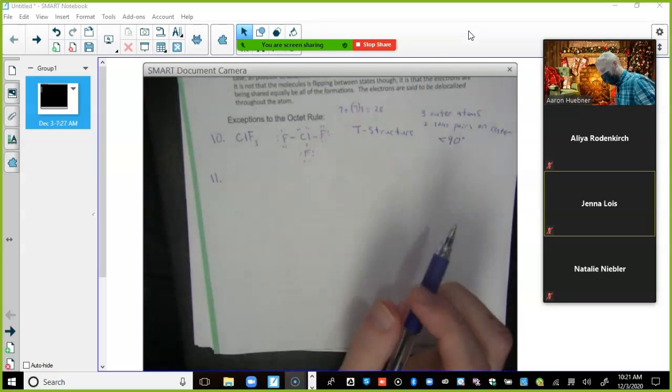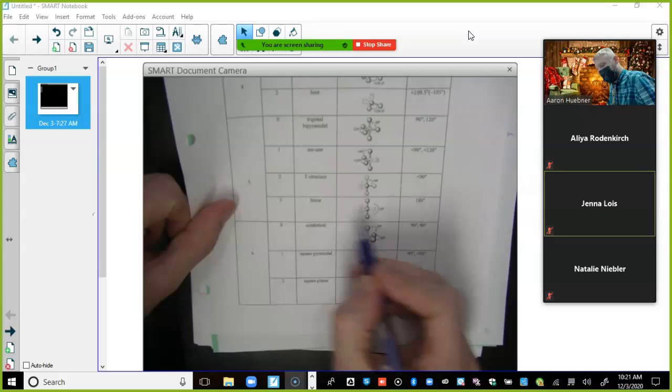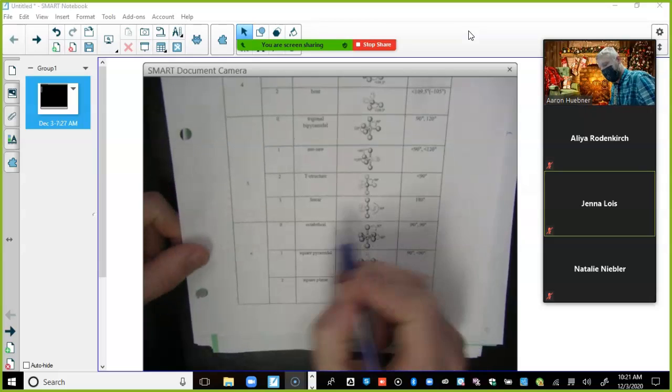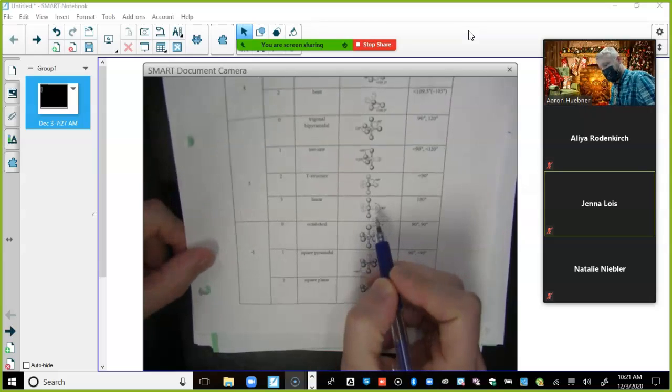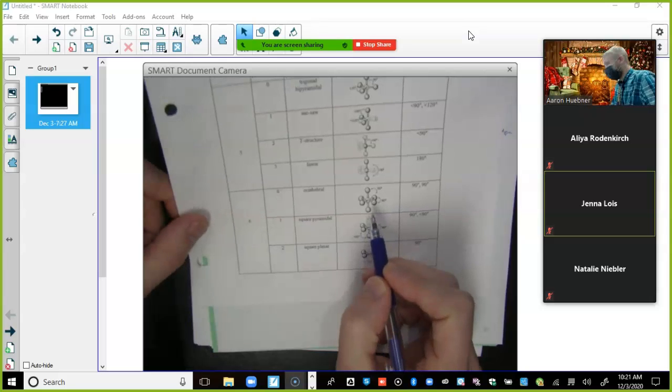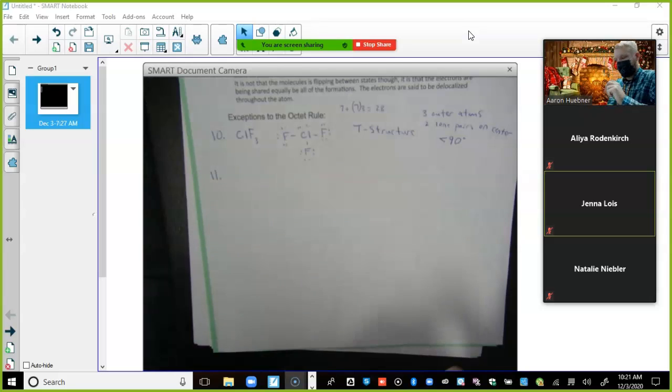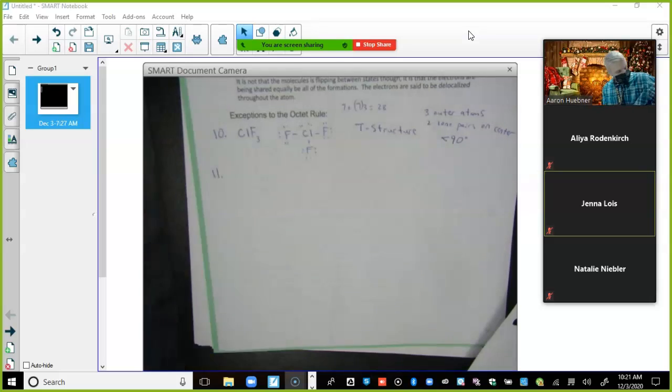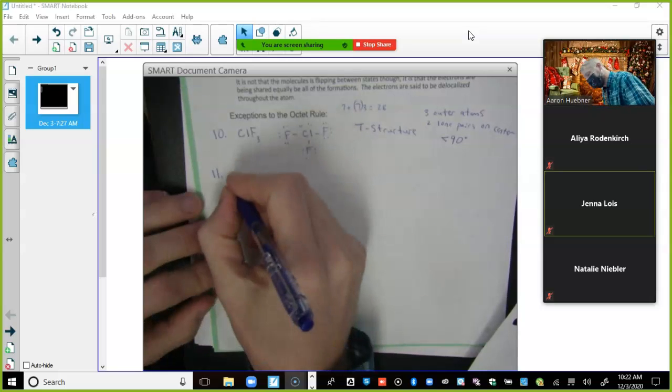Alright. Oh, we did linear already. So boom, that's an expanded octet. Why don't we do octahedral? That's probably the simplest of all the expanded octets. Octahedral, where's my example? We'll do PF6 minus.